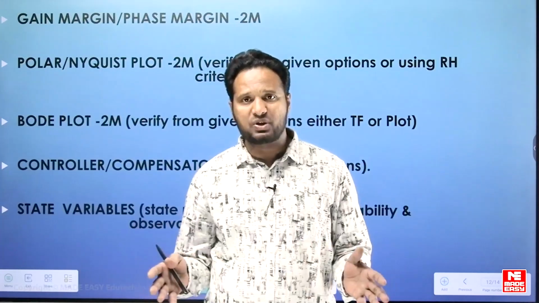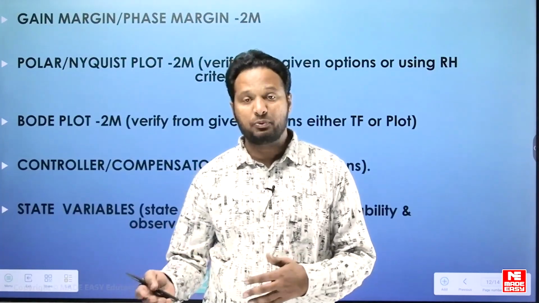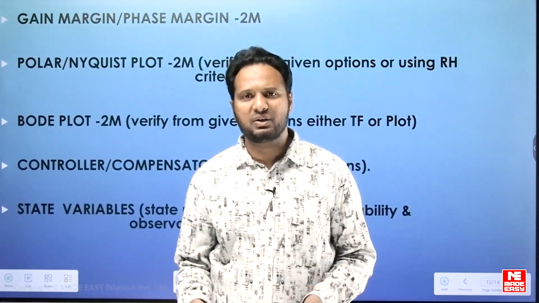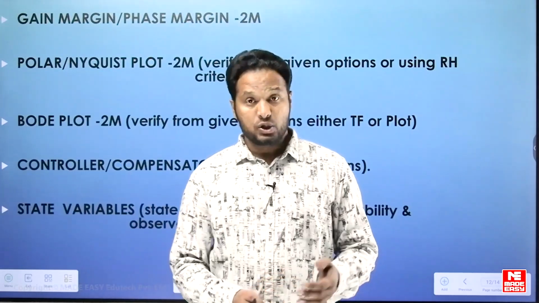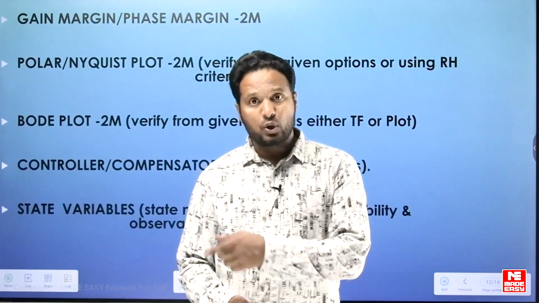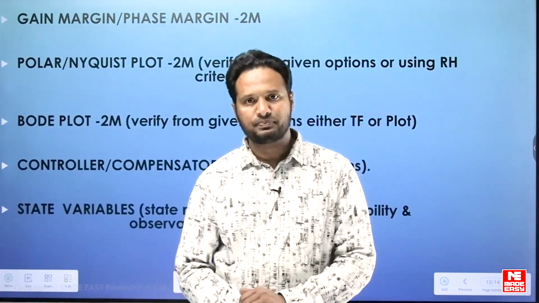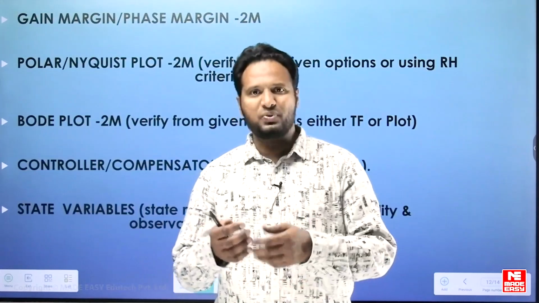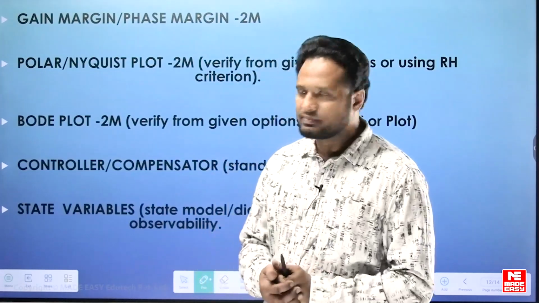If you ever see the options having positive polarity, negative polarity, 0 value, that means you can crack this question by determining the stability of the given system using RH criteria. So use RH criteria to answer the question of gain margin, phase margin. Right. So you have to be watchful, be focused, look at the options. That's more important. Got it?